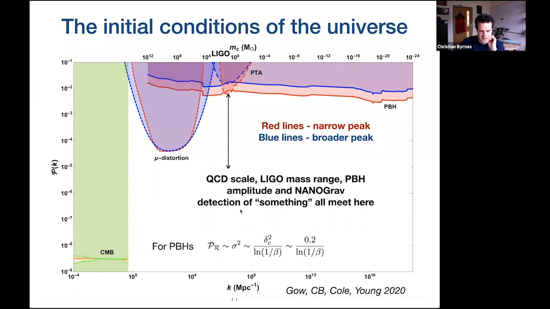with current data. And I'll derive this equation relating this upper bound on the power spectrum to the allowed fraction of primordial black holes, but you can see it's only logarithmically sensitive. And that's why this line looks so flat.